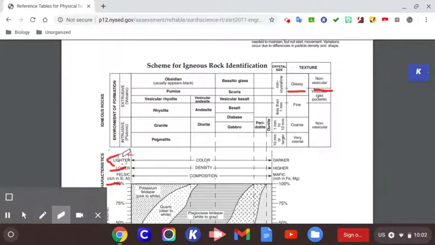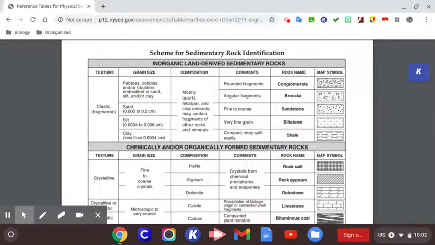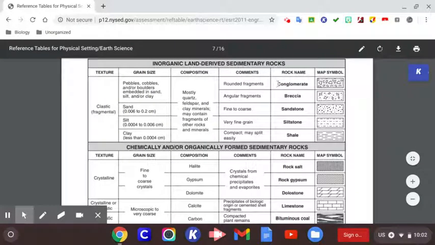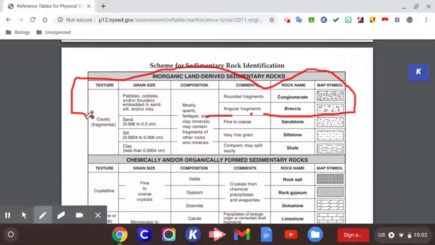All right, so let's go on to the sedimentary rocks. So the first question is about conglomerate and breccia. So notice conglomerate and breccia in the reference table for sedimentary rocks. So what's the difference between these two rocks? So notice where they are on the table. Notice what it looks like in the map symbol. Notice their textures. Notice their grain size and what's inside of their composition, what's inside of them.